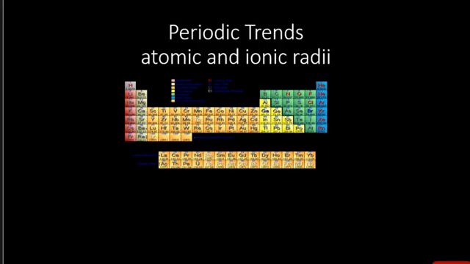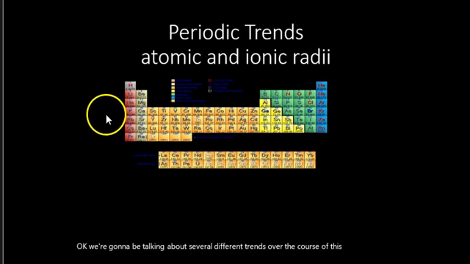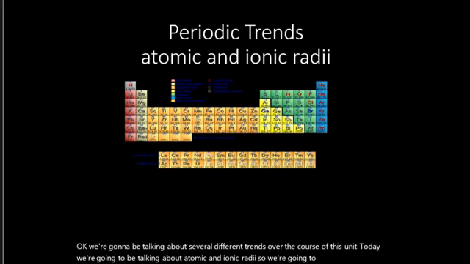Okay, we're going to be talking about several different trends over the course of this unit. Today we're going to be talking about atomic and ionic radii. So we're going to first make sure we understand what the word trend means.